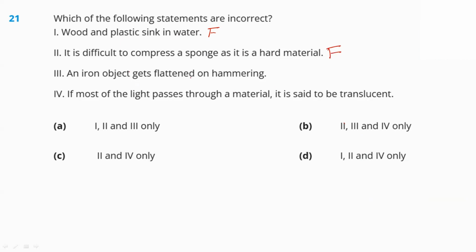An iron object gets flattened on hammering. This is true. And if most of the light passes through a material, it is called translucent. Okay, so we will consider this also as false, because it allows only partial light to pass through it, right? So which is the correct statement we have? Okay, so this can be considered option number 4. Incorrect ones are 1, 2 and 4. So 1, 2 and 4 in option number D is our answer. Okay, 1, 2 and 4 only.